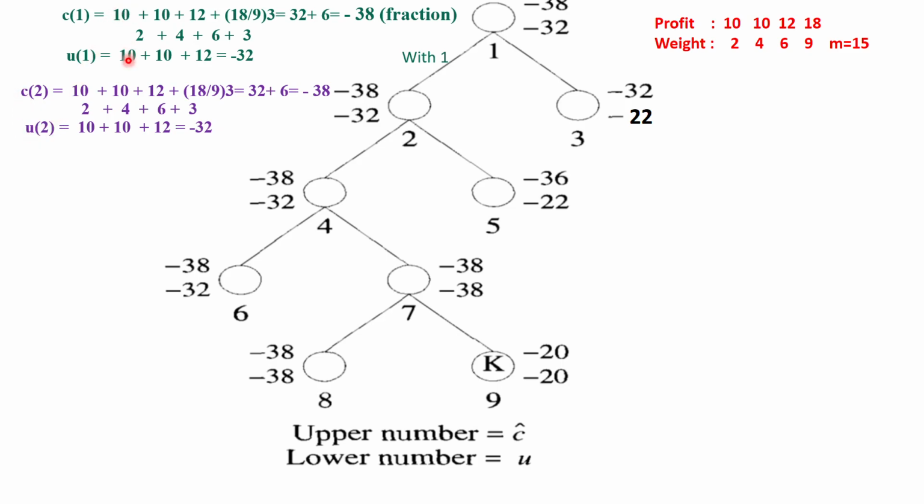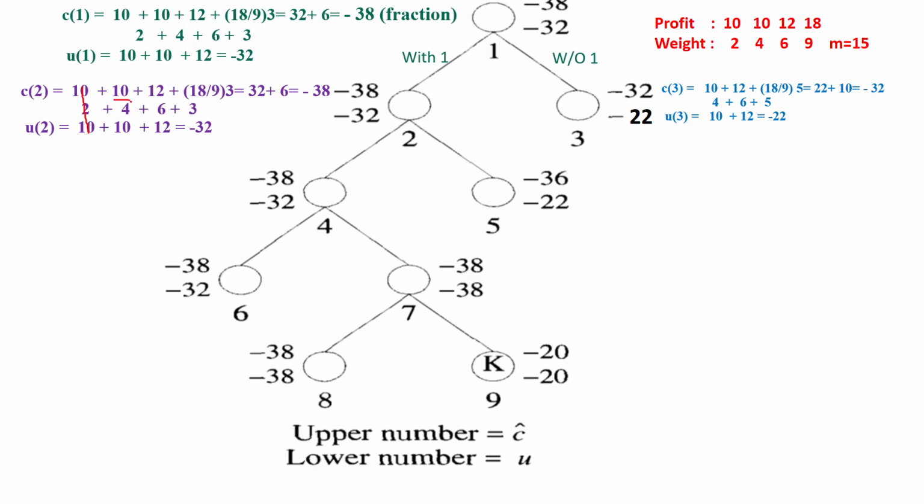See here in the first node also, while calculating C and U, you have considered the first item, second item and third item. That's why if I include that item with 1, it remains as it is. It doesn't make any difference to your C and U value. Let's see without 1 here. Without 1 means you are not considering the first item. You are considering the remaining items.